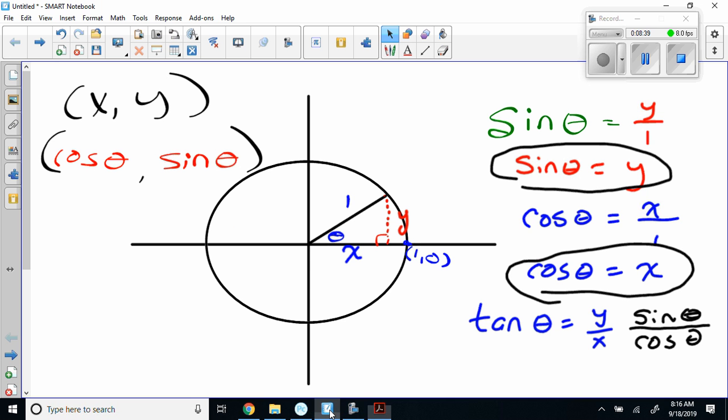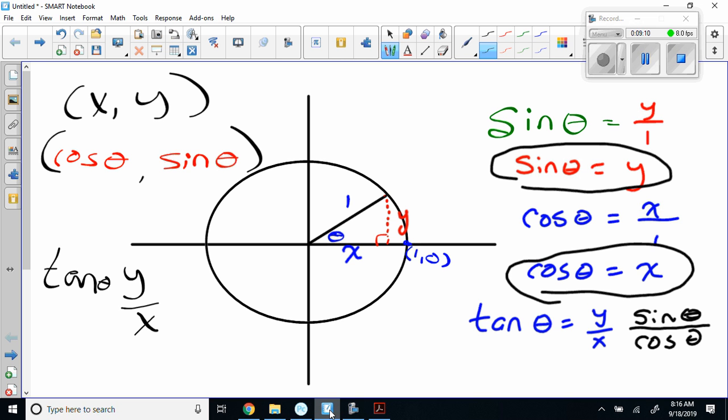Here, let me do this. Do you see this? The x coordinate is whose value? Everybody say it. X coordinate is whose? Y's coordinate is whose? It's really that simple. And if I want the tangent, guys, it's the y over x.